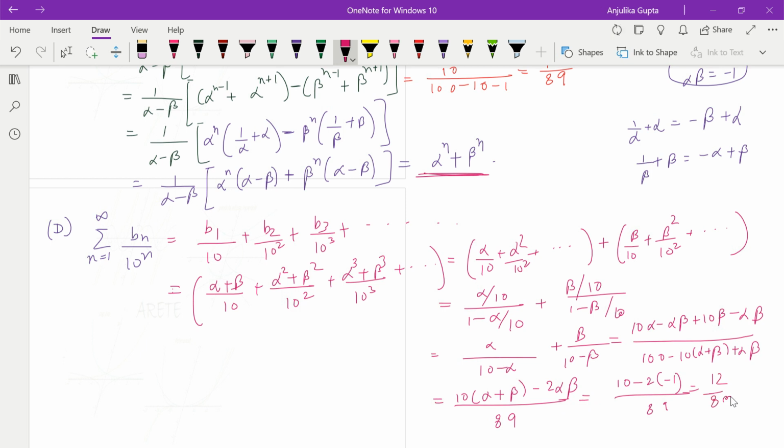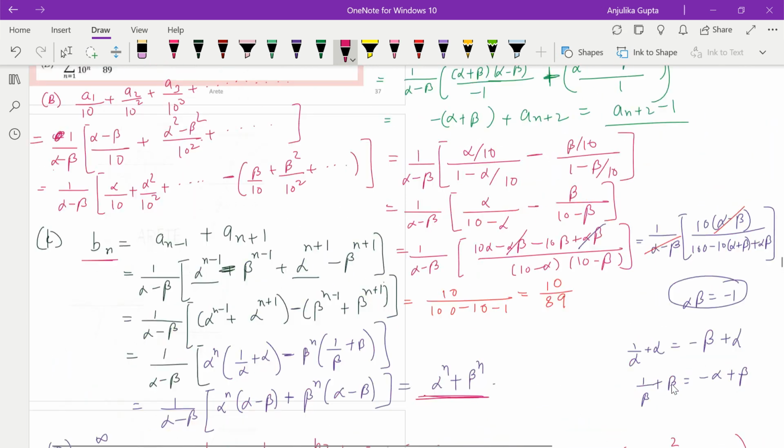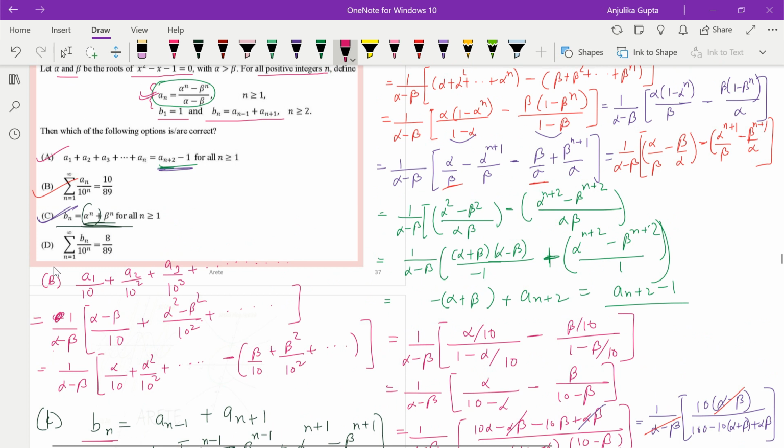Okay, let's check what they were saying. So this is not correct. They're saying 8 by 89, we got it to be 12 by 89, so one of the options is not correct. Okay, let's see another question. This was interesting.